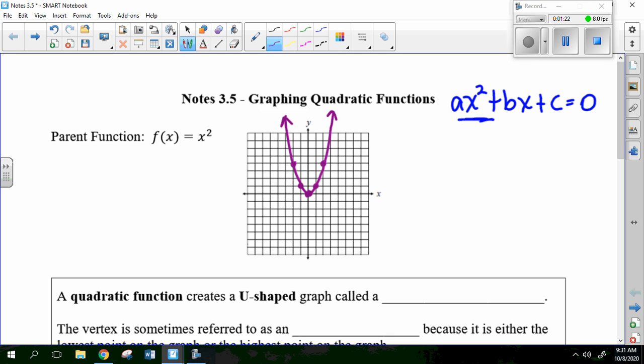All right, so here is our parent function, and just like before, this point is called the vertex. This bottom point, the vertex, is what helps you with your shifting up, down, left, and right.